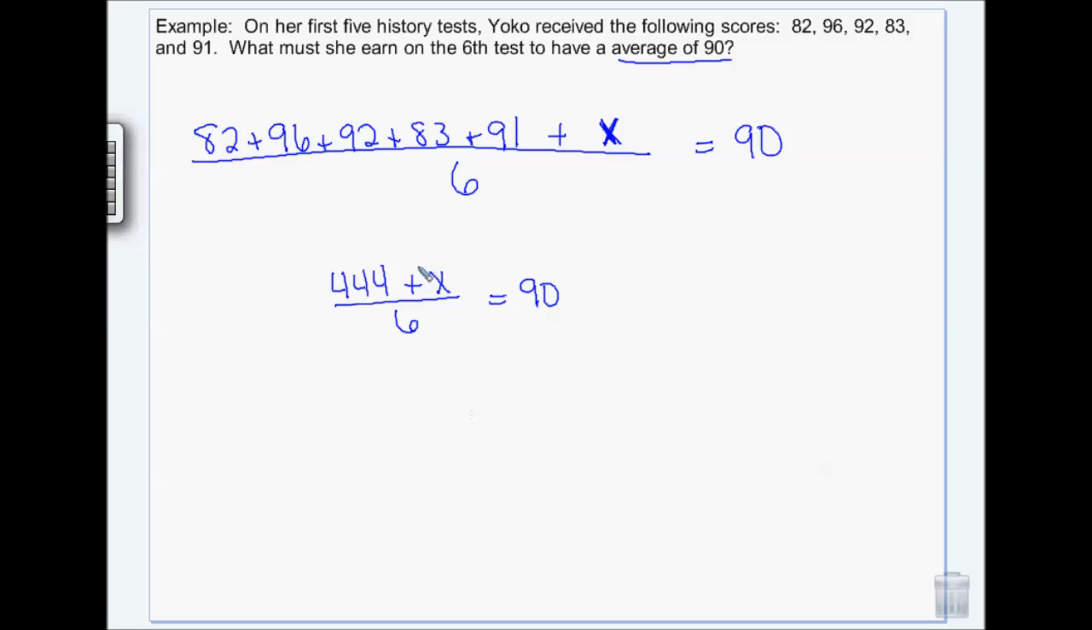Okay, so we need to figure out what this X is. We want to know what her last test has to be. So to clear that 6 that's being divided, we're going to multiply both sides by 6. That cancels the division.